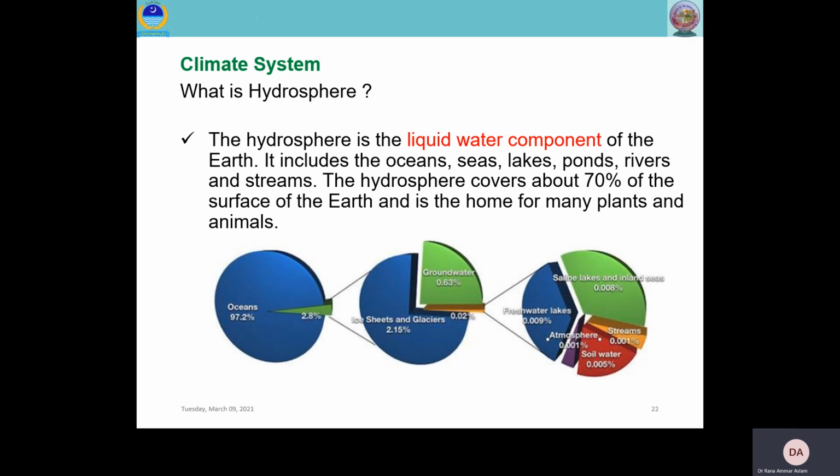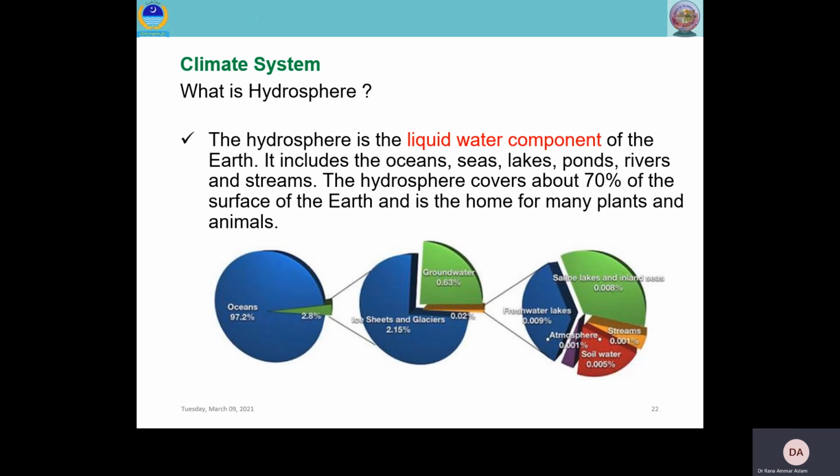So the next sphere is the hydrosphere. Hydro means water, and it covers all the liquid water components present on this earth. It includes both fresh and saline water. Of course, the saline water is the major component, the dominant part. It includes oceans, seas, and saline lakes, and the fresh water is a fractional part of the total water available on this earth. It includes freshwater lakes, ponds, rivers, and streams.